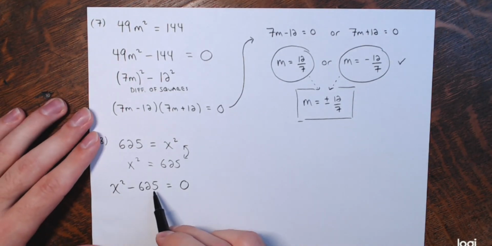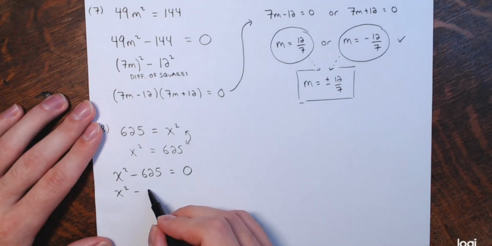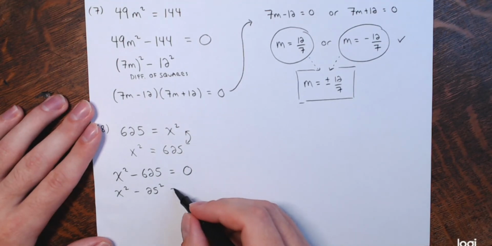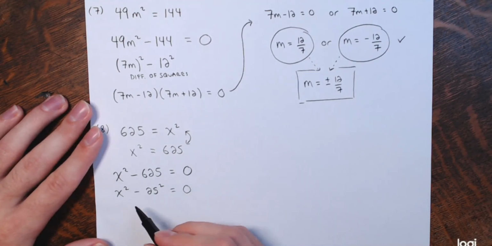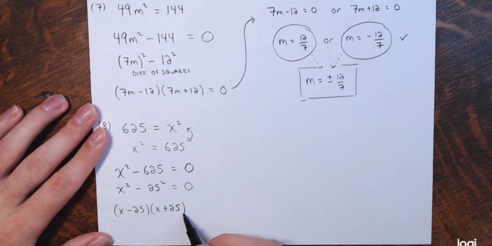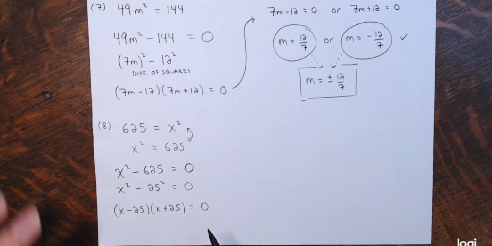And this is another difference of squares. This is x squared minus 625, which is 25 squared. 25 times 25 is 625. So I have a difference of squares. And that would factor then to x minus 25 times x plus 25. And now we have what we want. We have our product equal to 0.